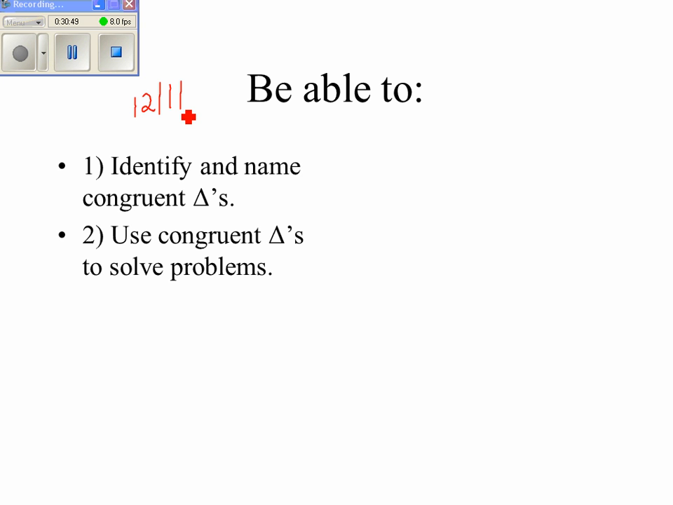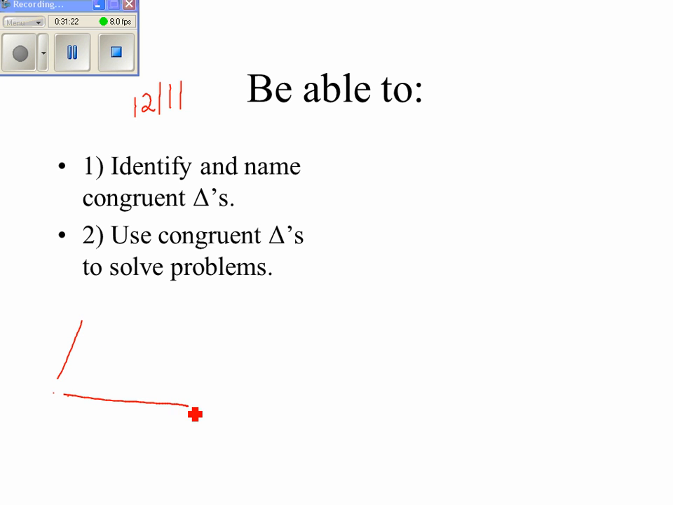All right, what we're going to do, identify and name congruent triangles. Please remember how to name a triangle. Triangle symbol out front, 3 letters. It's always the corners or the vertices of the triangle. We're going to name congruent triangles. If 2 triangles are congruent to each other, there's a special way you got to name them. We're going to talk about that. And also use congruent triangles to solve problems.